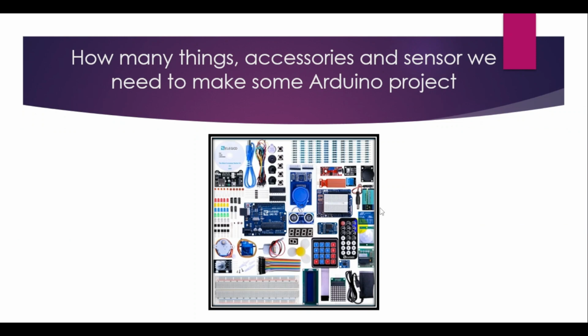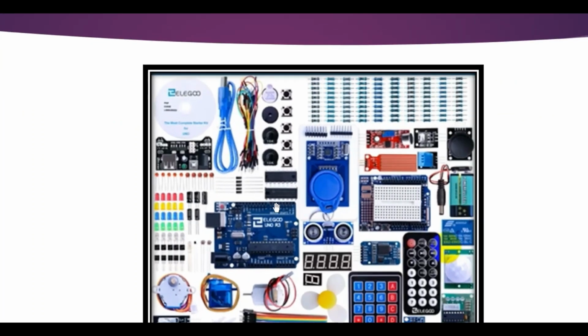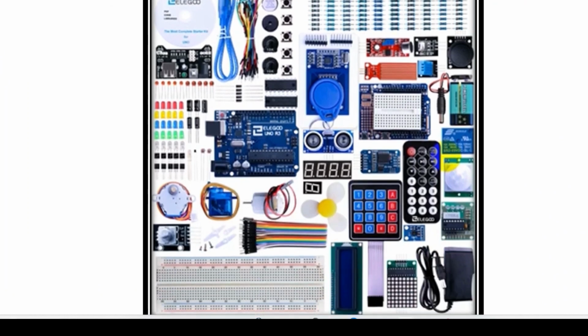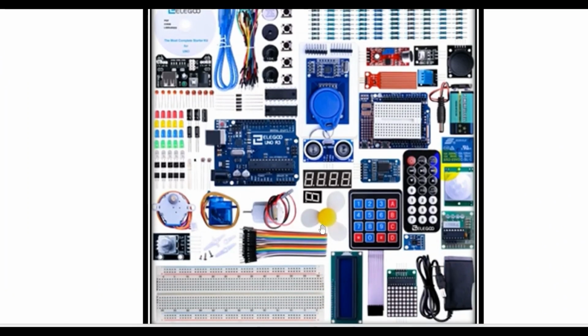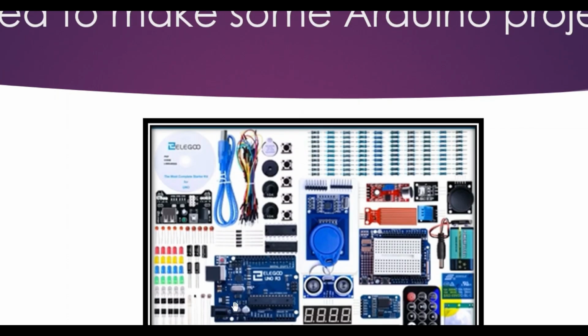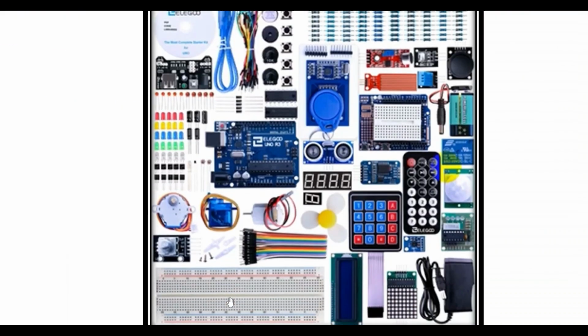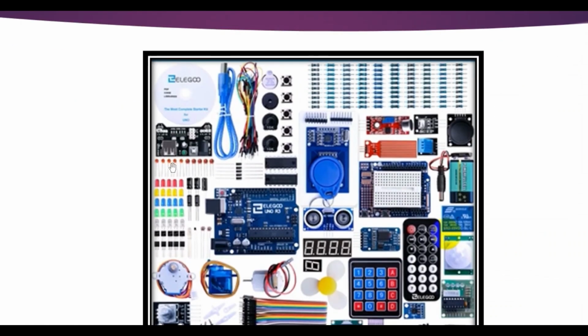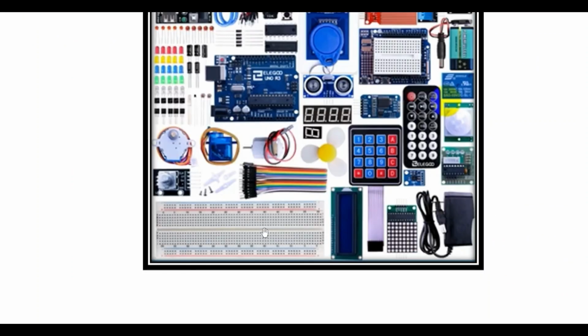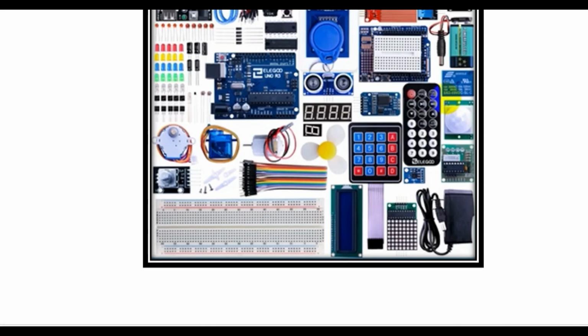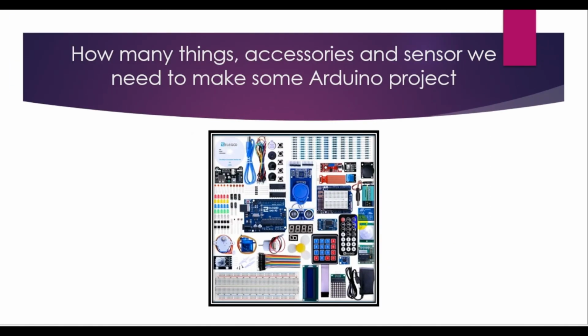Now, how many accessories and sensors do we need to make an Arduino project? Here are some sensors, like the camera sensor, and some motors, fan, jumper cable, remote, and the power plug. Here is Arduino, and the LED, a resistor, and that's also a resistor. Now it's a lot of stuff. Now I'll show you a real Arduino in my hand.